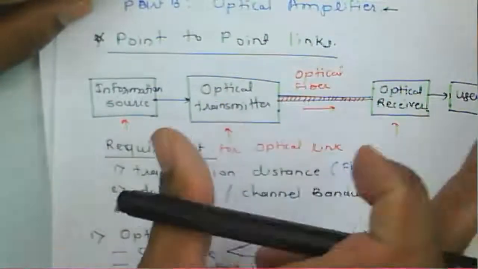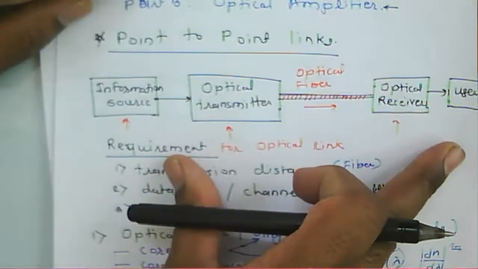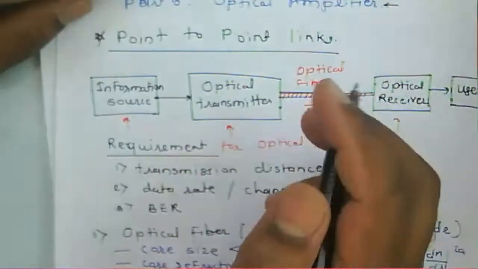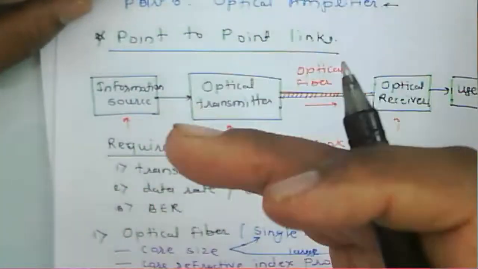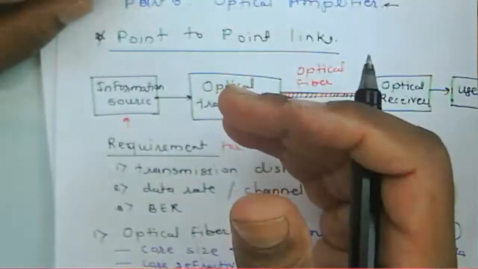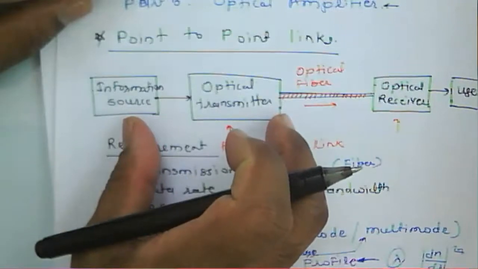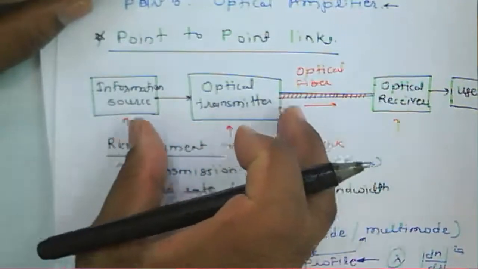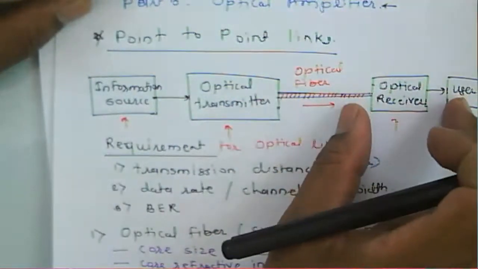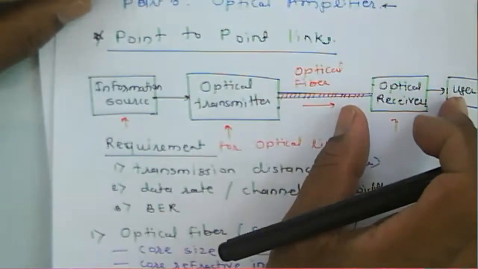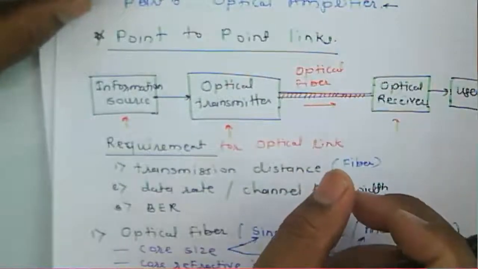So what will be the total power required for the given optical system? Your transmitter generates that particular power and transmits the signal, meaning your optical transmitter will transmit the power, and that much power propagates through the fiber, and then at the receiver, the optical receiver receives that particular optical power.